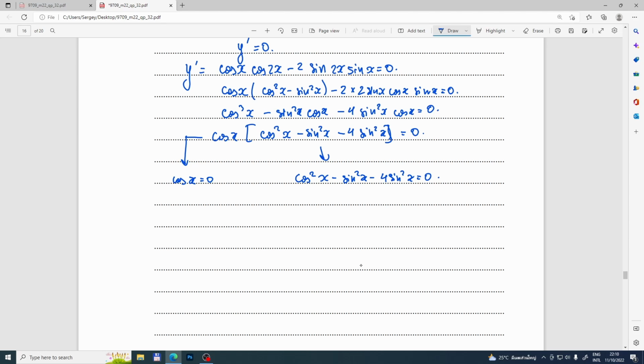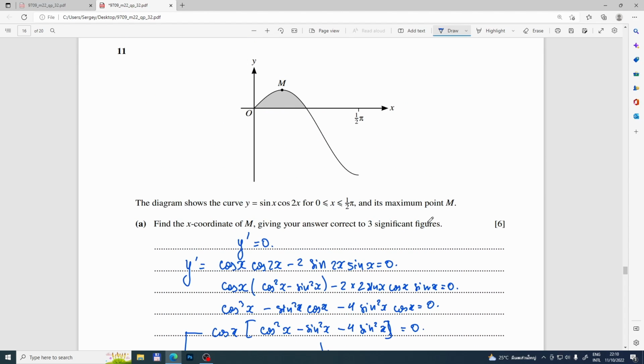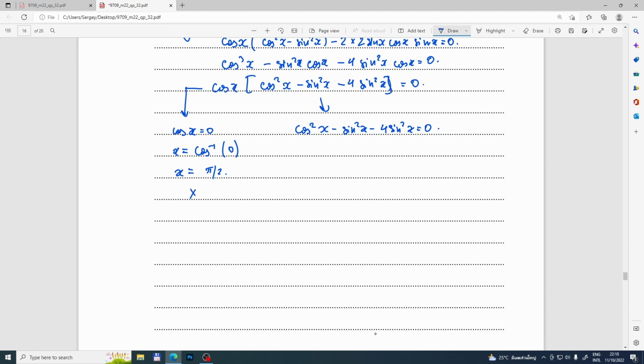Now, for the first equation, we get x equals inverse cosine of 0, so x equals pi over 2. And let's have a look at the graph. Pi over 2 is here, so definitely that's not the x-coordinate of M. And let's have a look at this second equation.